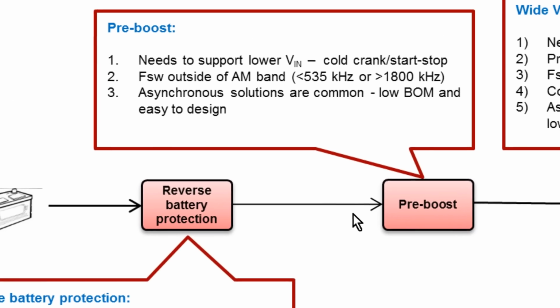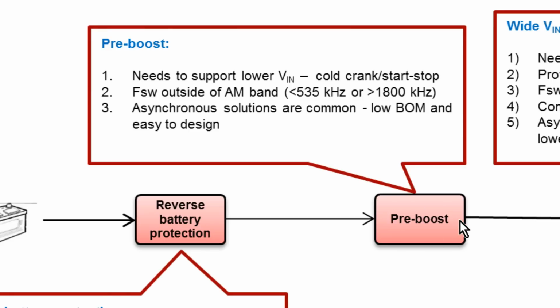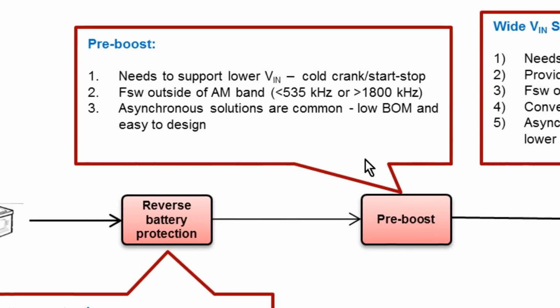Now let's go on to the details of the pre-boost requirement. First of all, we need to support the lower VIN in the case of cold crank, start-stop, as well as warm crank conditions. The switcher needs to switch outside the AM band, either below or above the AM band. Also, a synchronous solution is more common, particularly for low wattage and mid wattage pre-boost applications, because of its low cost and easy designability.